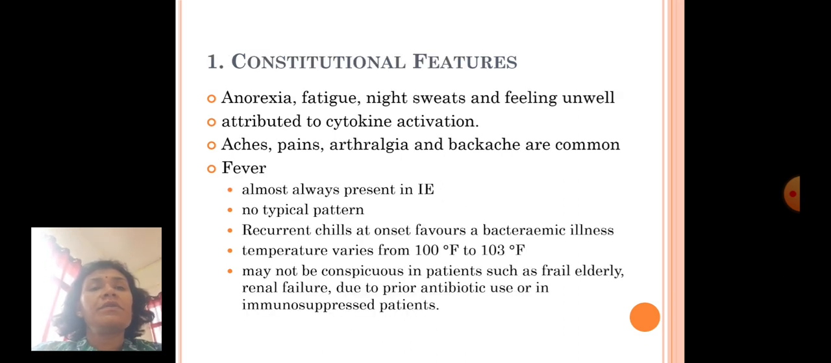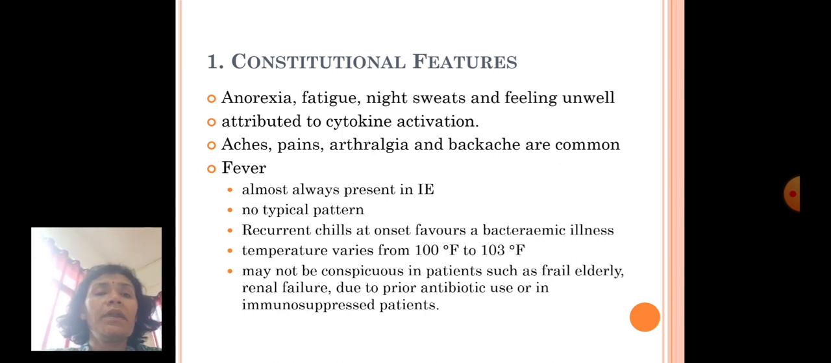Coming to constitutional features, these are attributed to cytokine activation, and the patient presents with anorexia, fatigue, there can be night sweats, and a feeling of being unwell. Then there can be aches, pains, arthralgias; backaches are very common. Fever is almost always present in infective endocarditis. There is no particular pattern of the fever though, but recurrent chills at onset favor a bacteremic illness.